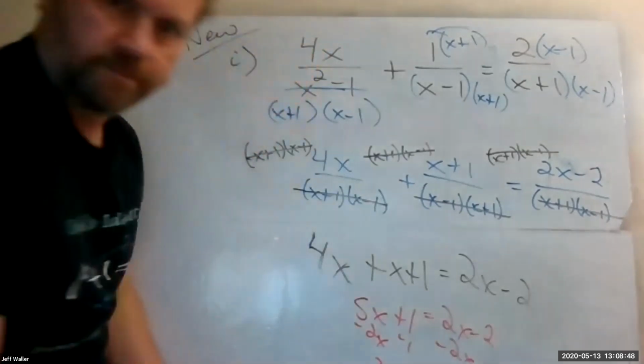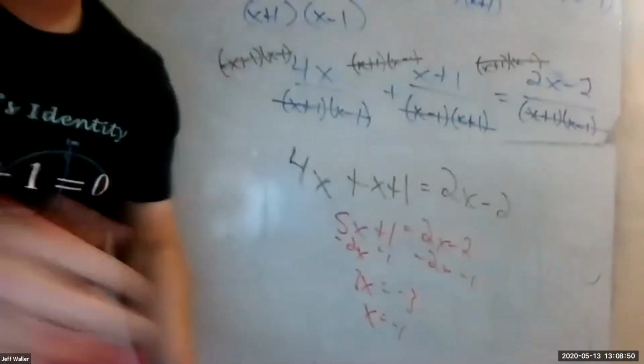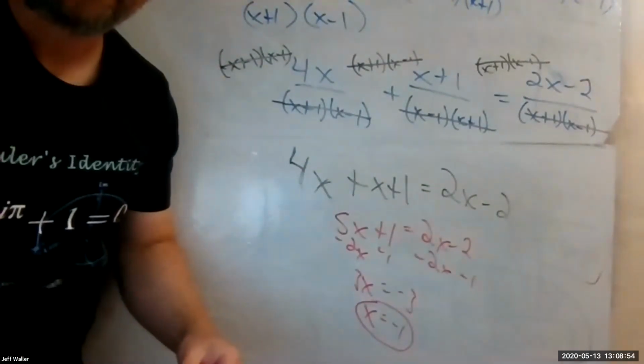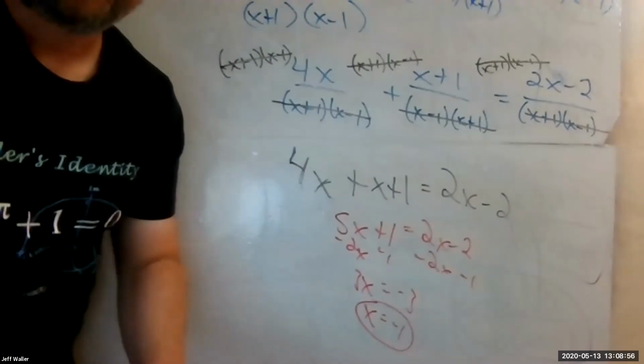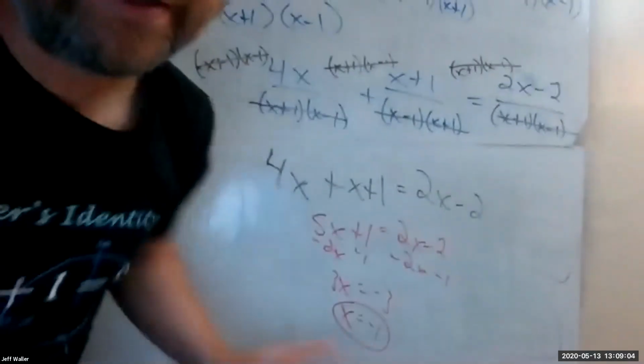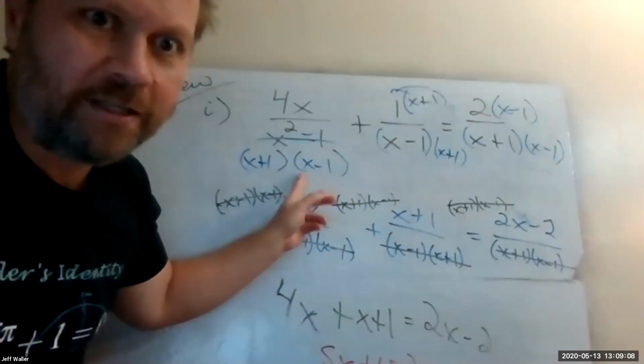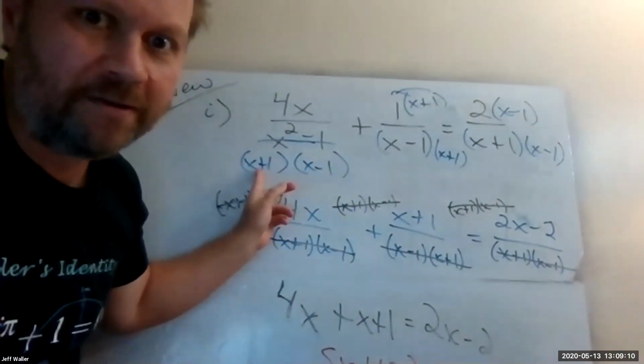Is that cool? Is that all right? You guys with me so far? Yeah, that's what I got. All right. And no solution. There's no solution, kids. The only possible answer is that one. What happens to the equation if I make x negative 1?